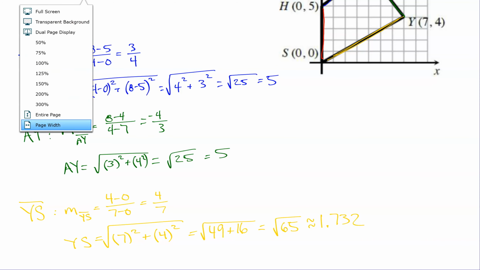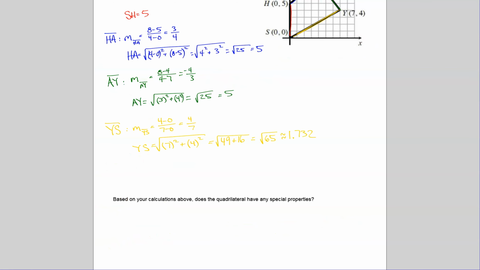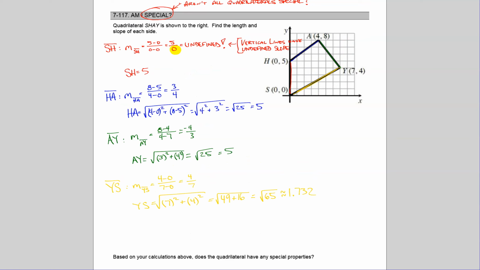I want to zoom out a little bit here now, just so we can take a look at all those different values that we calculated. We've got the length and the slope for all 4 sides. Let's make some comparisons here. We have segment SH, which is equal to 5 units. We also had HA, which was equal to 5 units. And last but not least, we had AY, which was also equal to 5 units. So all 3 of those segments have the same length. I'm going to mark that in the drawing. Anytime we have segments that are the same length, we can mark them as congruent.